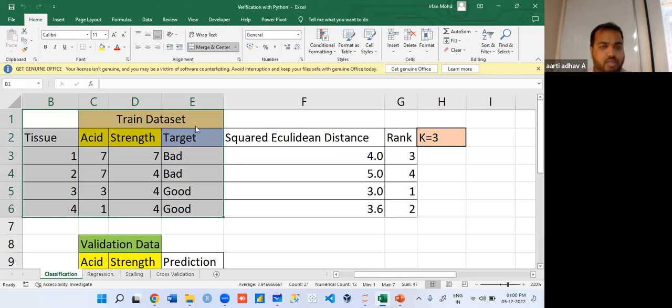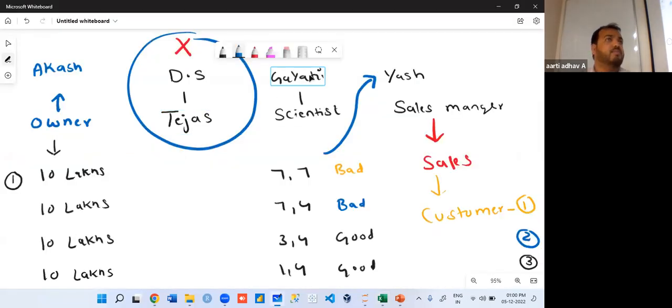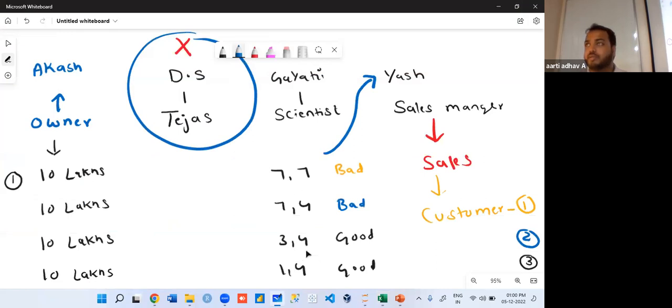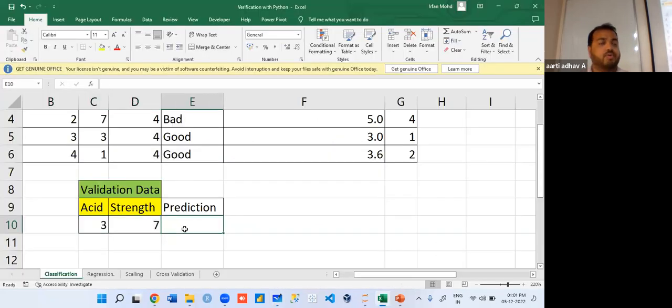Now, the Tejas contacts Gayatri and asks, owner wants to build a tissue. Okay. Which combination are you thinking in your mind? So Gayatri will say, I'm thinking to have a concept of 3,7. See, this 3,7 is new, guys. She has not tried. And she wants to build this combination. Answer can be good also, answer can be bad also. So this is your train data.